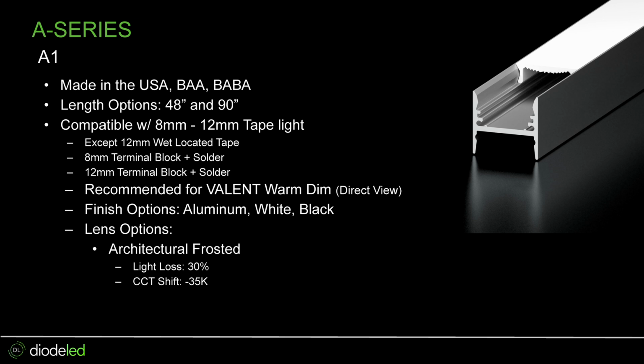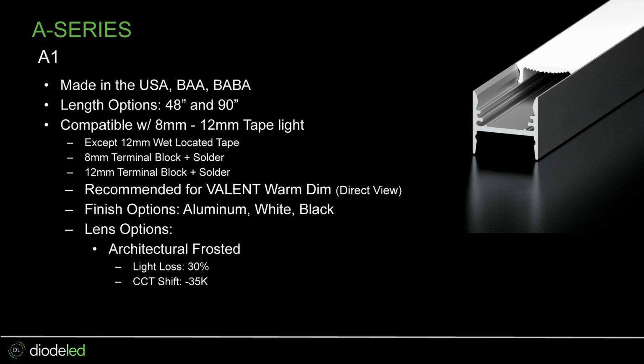Really, in the end run, I want you to remember a few things with each different channel. So with the A1, this was our first channel that we ever came out with in the A series. It's been around for a while. It's made in the USA. It's also BAA and BABA rated, and it also has 2 different length options. This is one of those unique ones where it has that 4-foot length, but it has a 90-inch length. It's not 96. It's compatible pretty much with every single one of our connectors. The only thing is that you can't really fit 12-millimeter wet-located tape light in there using our connectors.